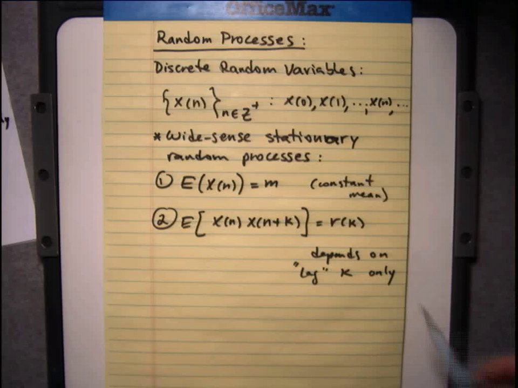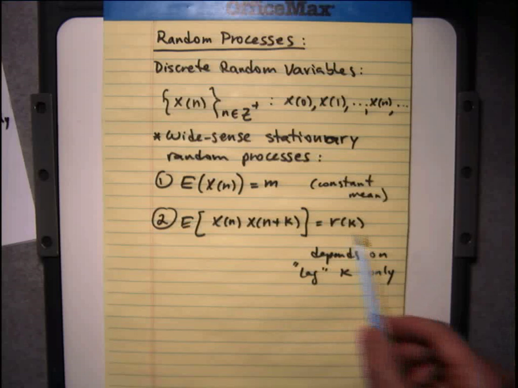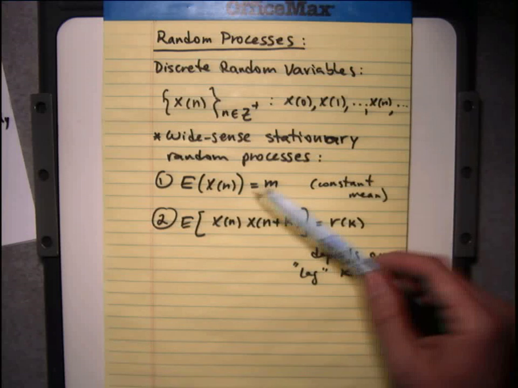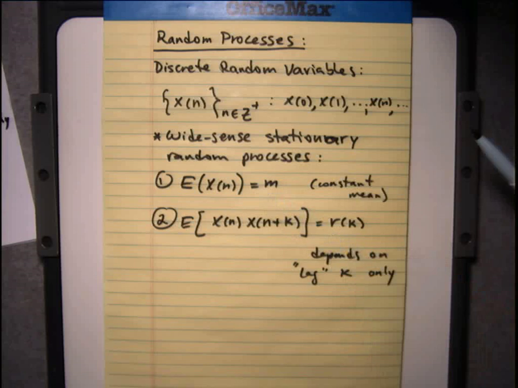So this is called the correlation function, and we'll say more about it later. These two are the defining properties of wide-sense stationary random processes. And these are the types of things that we're going to be dealing with for the most part.